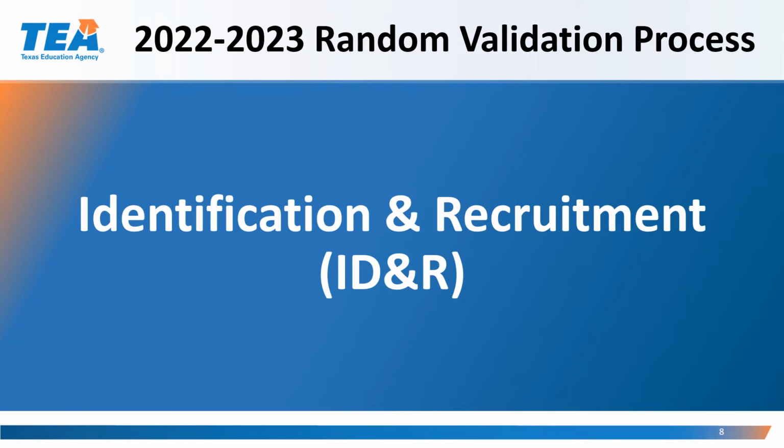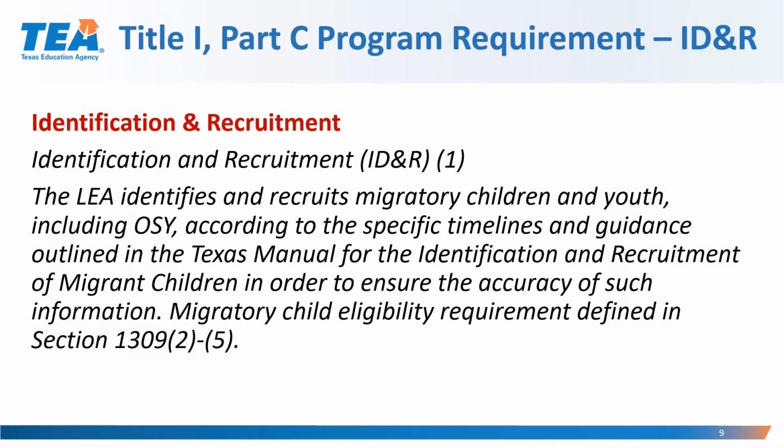Identification and recruitment, ID&R. The LEA identifies and recruits migratory children and youth, including out-of-school youth, according to the specific timelines and guidance outlined in the Texas Manual for Identification and Recruitment of Migratory Children in order to ensure the accuracy of such information. Migratory children eligibility requirements are defined in Section 1309-2-5 of ESEA.